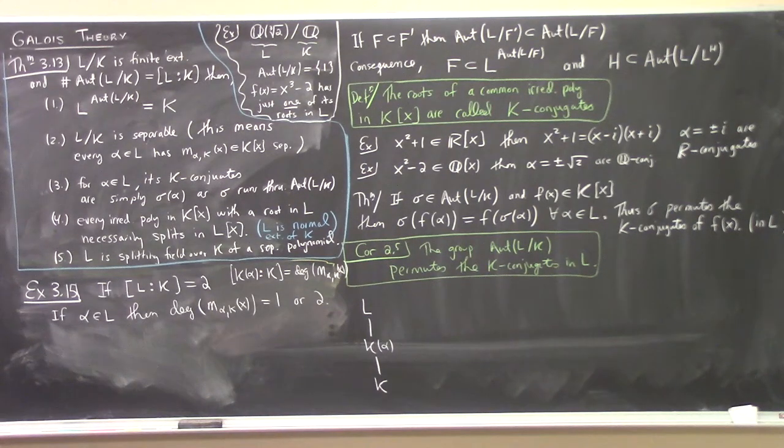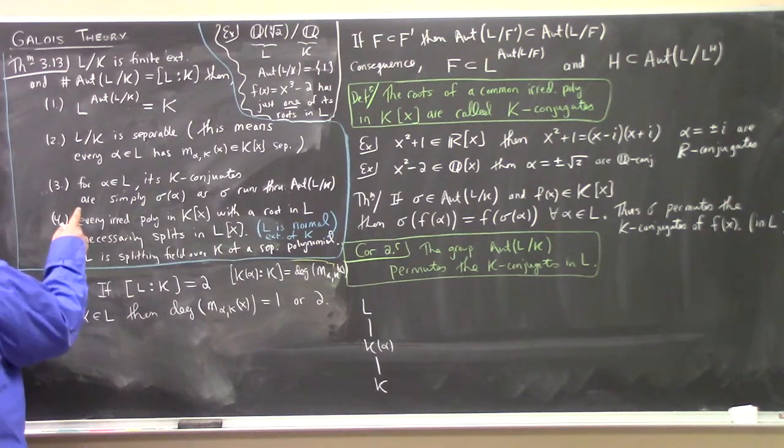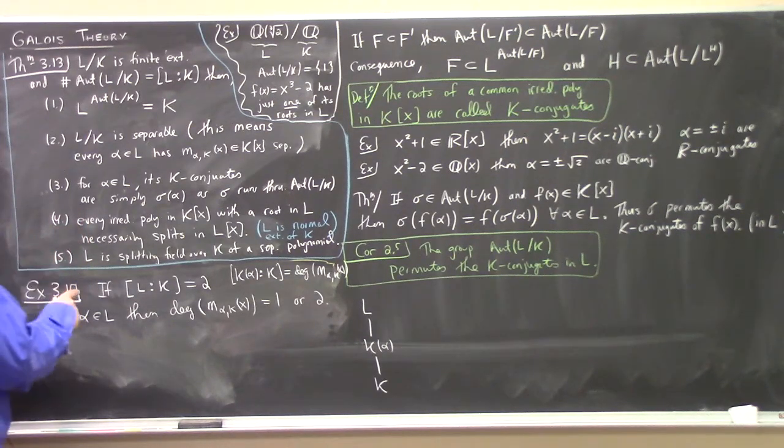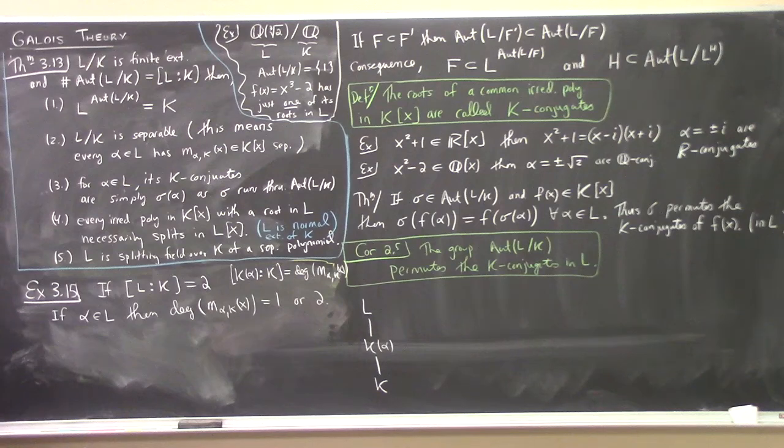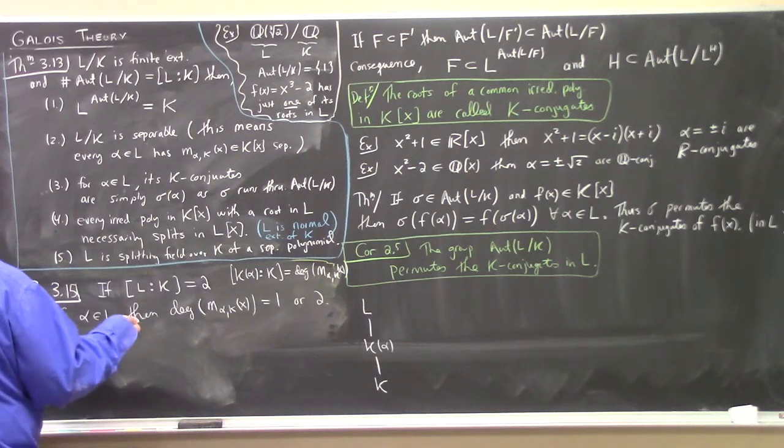I'm trying to explain why. Our claim is that any quadratic extension is normal. So we're supposed to show that every irreducible polynomial in K[x] with a root in L necessarily splits in L. Of course, if you pick alpha in L and it has degree 1, it's already split. That's trivial. So let's suppose that we're dealing with degree 2.